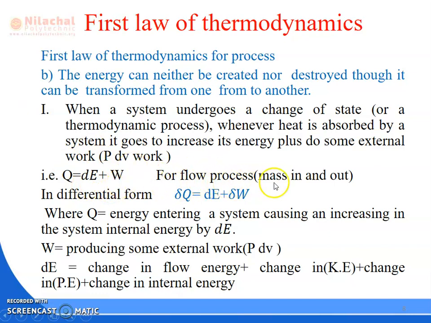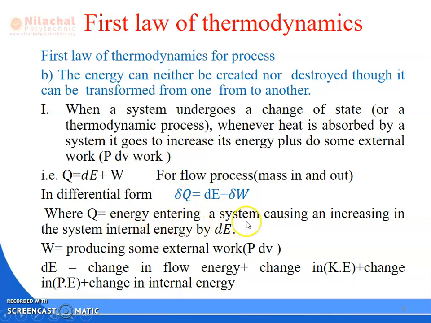That is only for flow process, where there is mass in and mass out. In differential form, del Q is equal to dE plus del W. Why are you writing del Q and why are you writing dE? Because heat and work both have inexact differentials, they are path functions, and dE, that is energy, the potential energy, kinetic energy, internal energy, flow energy, these are point functions. Okay, so I am writing dE.